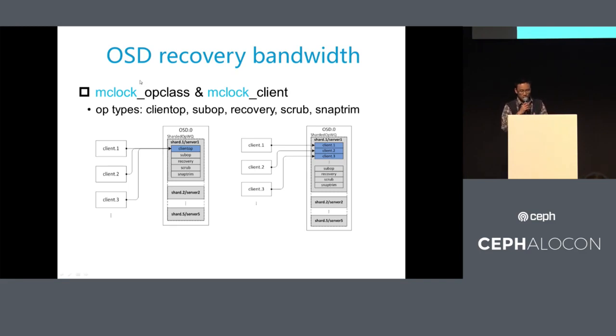The main difference between these 2 queues is the client OP. For this mClock OP class queue, all the OP from different clients are treated as from one client. And for the mClock client queue, each client has its own QoS parameter.